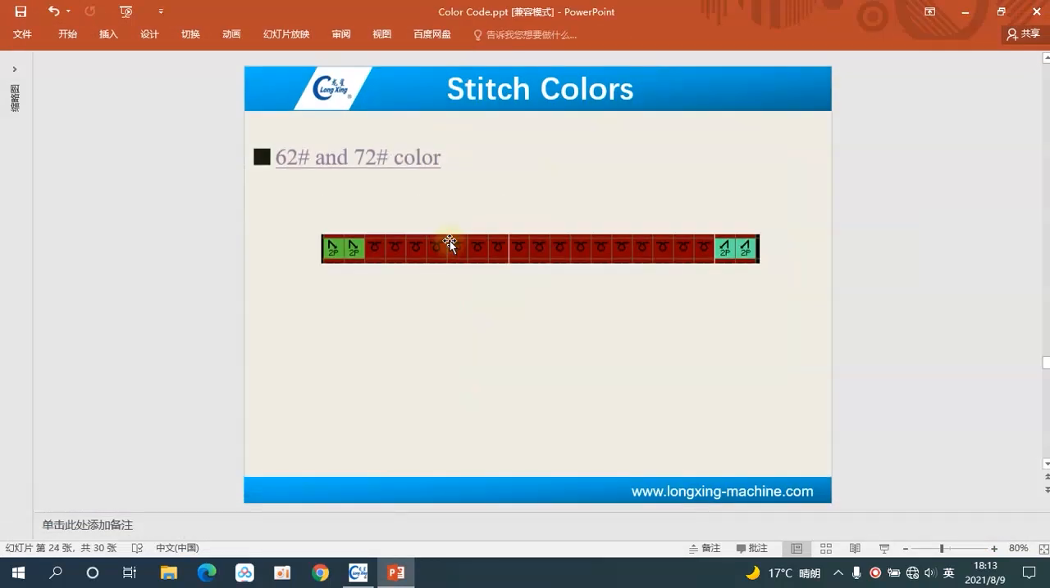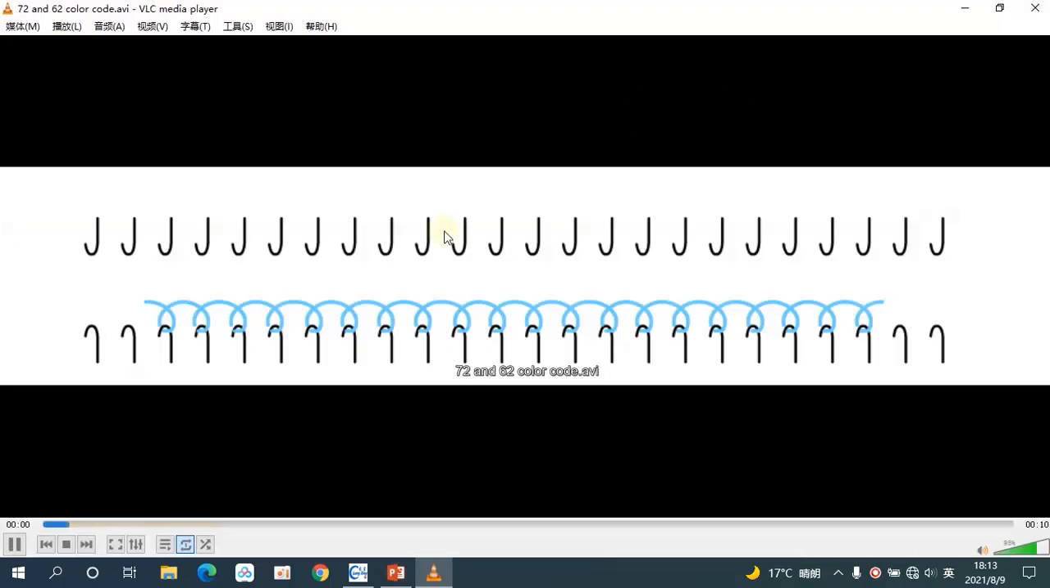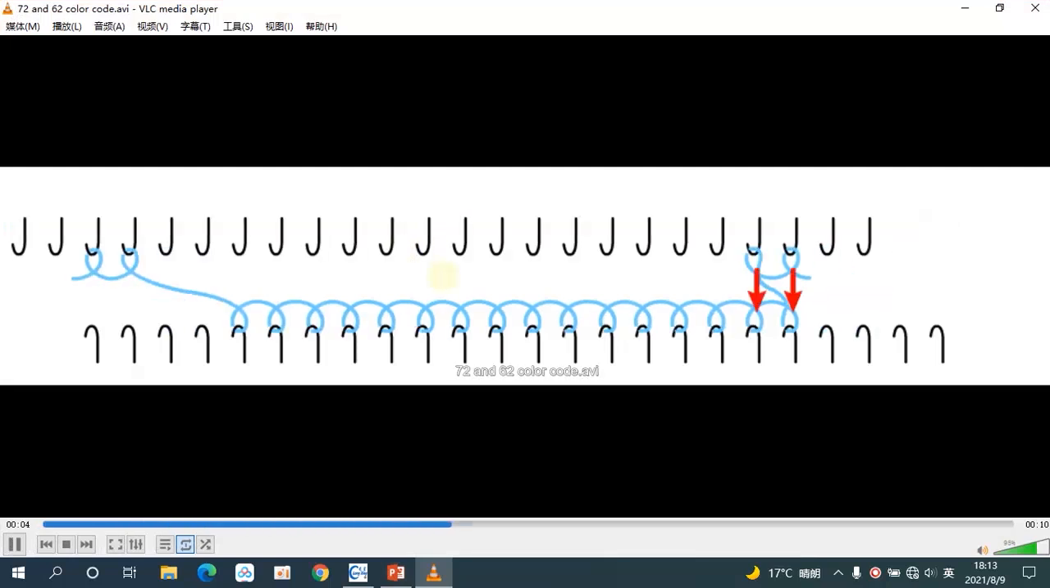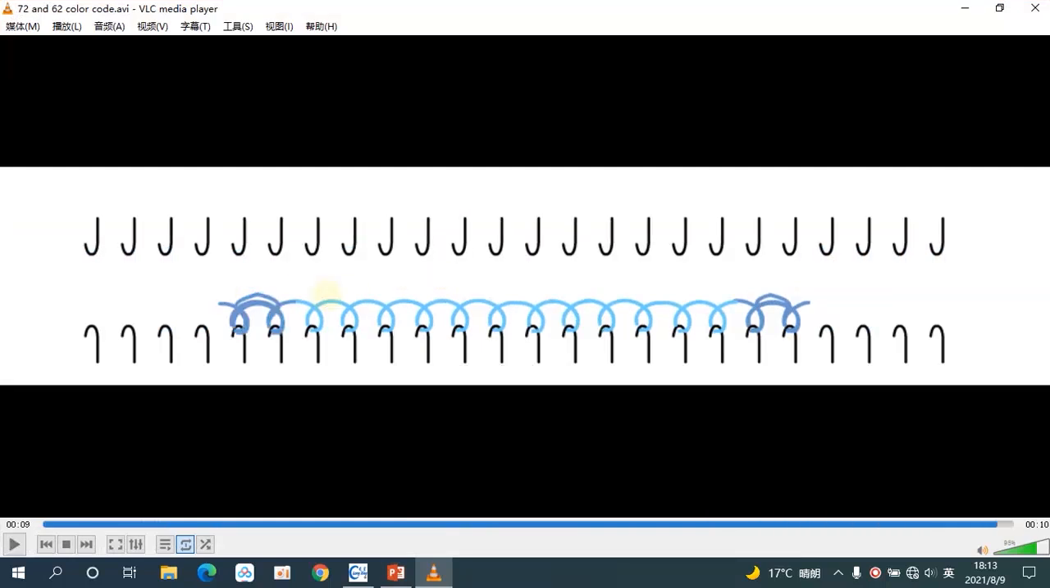Shifting colors can also be used for knurling. See the knurling animation. Transfer the needle to the back bed. The two needles on the lateral side are knurled.